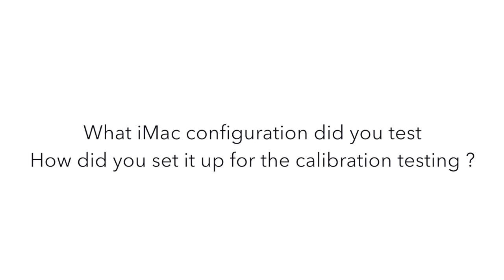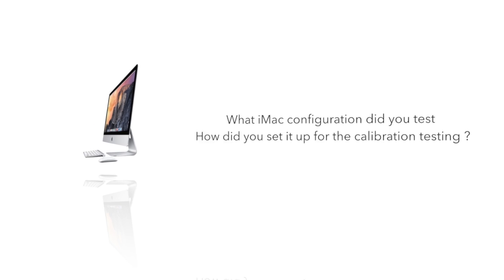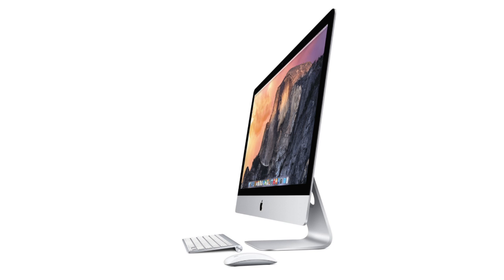What was the particular iMac configuration and how did you set it up to run the tests? Well, Tom, the very first thing we did was set up our gear in a very dark room. We had the iMac Retina 5K running OS X 10.10.1 Yosemite, with 32 gigs of 1600 megahertz DDR3 memory and an AMD Radeon R9 M295X with 4 gigabytes of memory. The very first thing we wanted to do was see how accurate the iMac was out of the box, in its default setting.